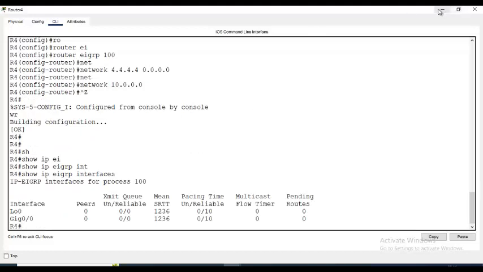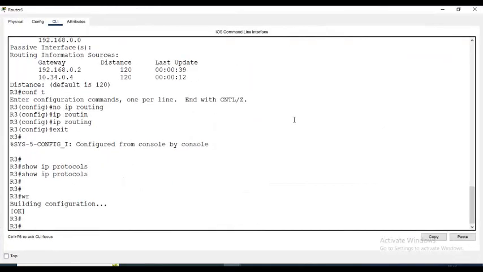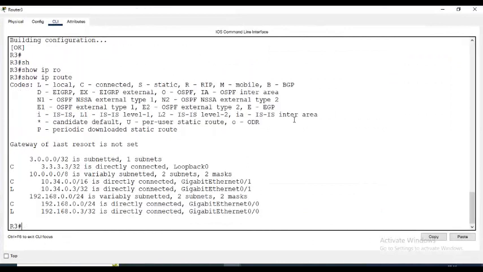Please pay attention. Next router is important. On the next router, show ip route. 3.0, no, 3.10.0, 10.34, 192.168. 4 networks.